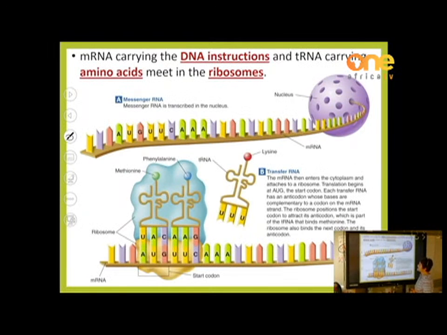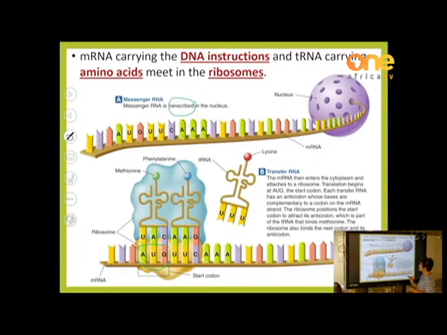Messenger RNA: transcription. mRNA is transcribed in the nucleus. The mRNA can leave the nucleus through the nucleopores because it is small enough. It moves through the cytoplasm and joins the ribosomes. Inside the ribosomes, which is the factory of proteins, the codon of the mRNA will be translated by tRNA. The mRNA enters the cytoplasm attached to a ribosome.